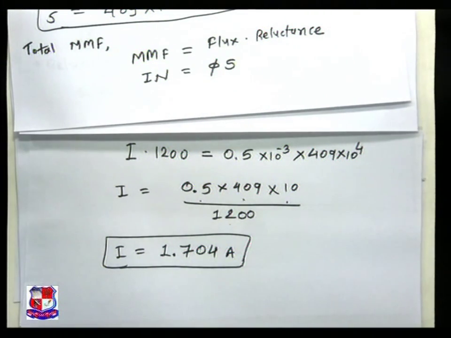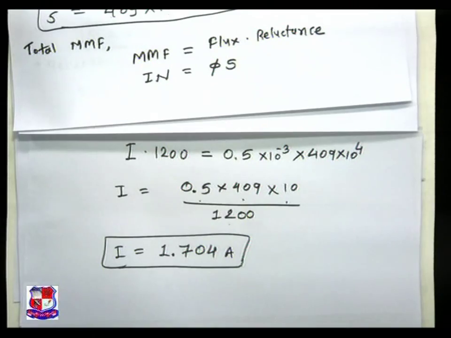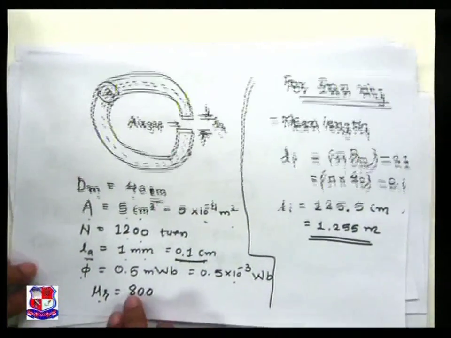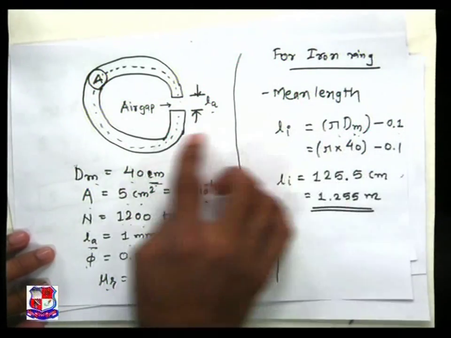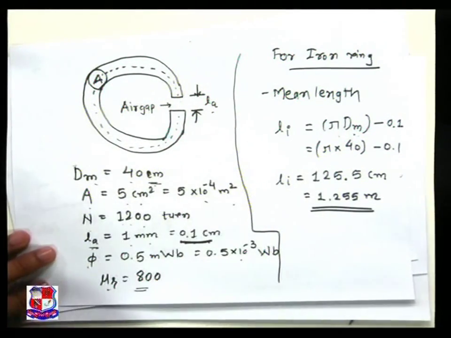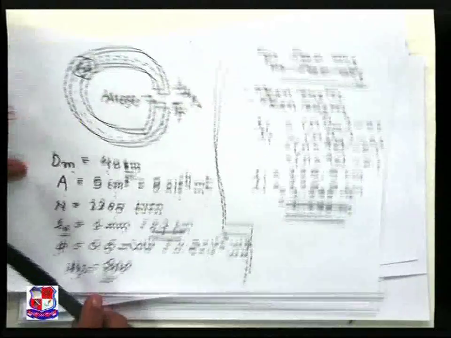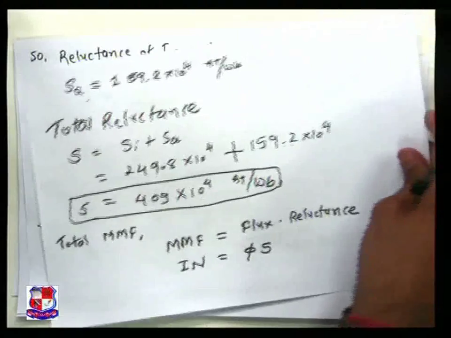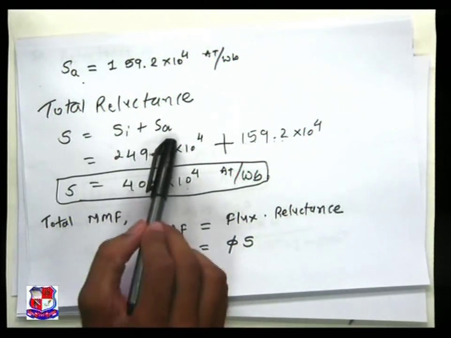So it's a simple equation, but what we have to do is first read the data, then list which terms are given. So here we first make the list of given data, then we find out the mean length of iron core. After this, we go for the reluctance. First find out the reluctance of iron Si, then the reluctance of air gap Sa, then total reluctance S equal to Si plus Sa.